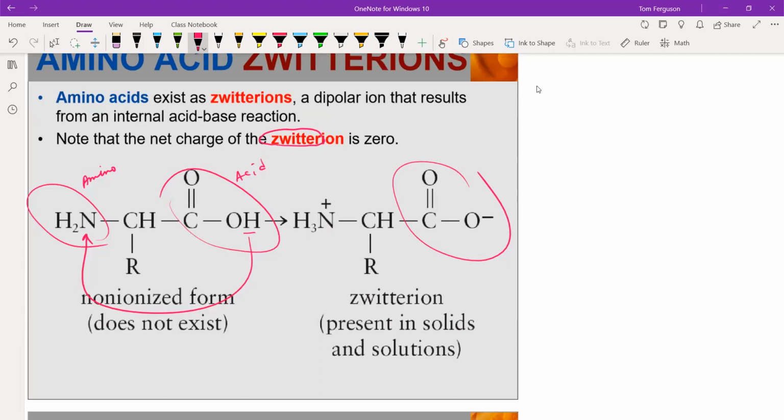Does anyone know German? I believe Zwitter means something like both versions existing. So a zwitterion will have both a negative and a positive charge on it. So this is the way we draw amino acids in here, like that.